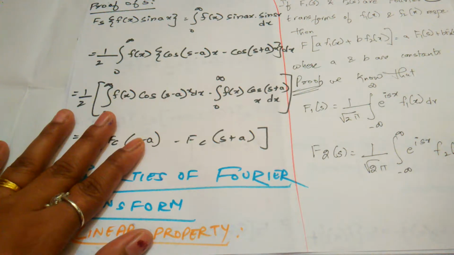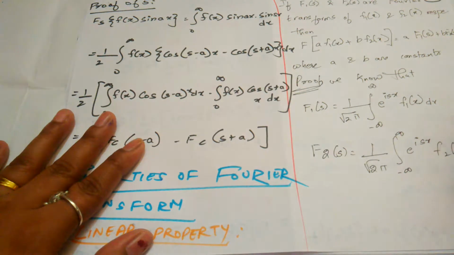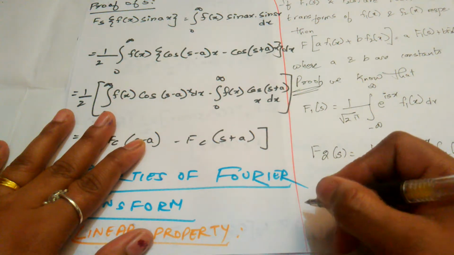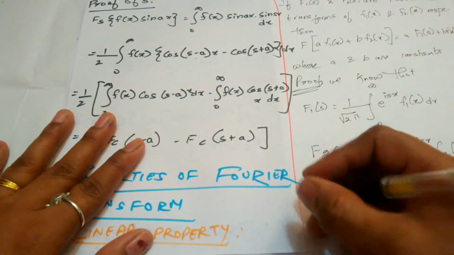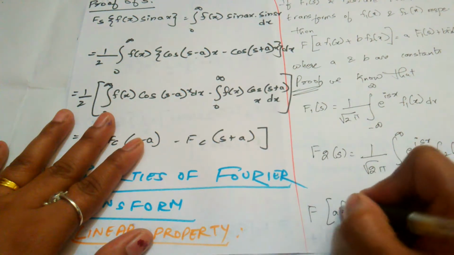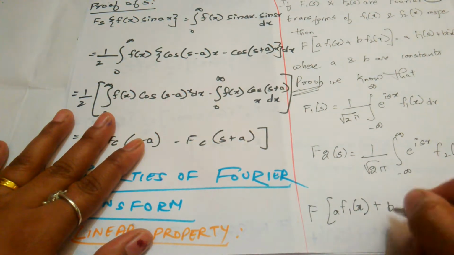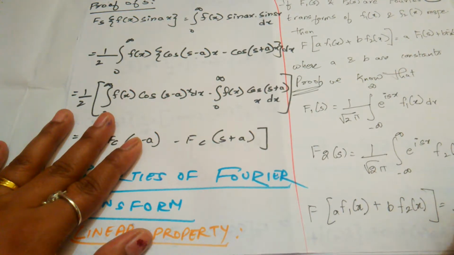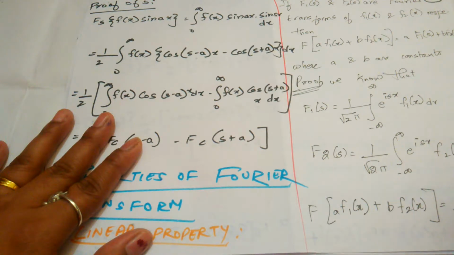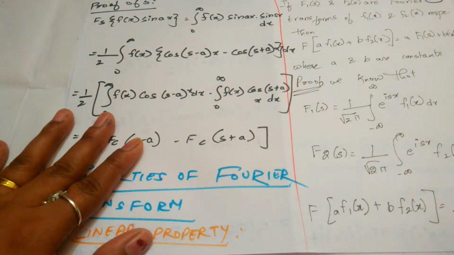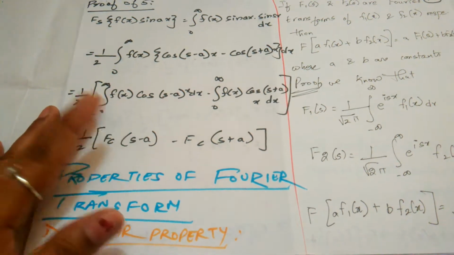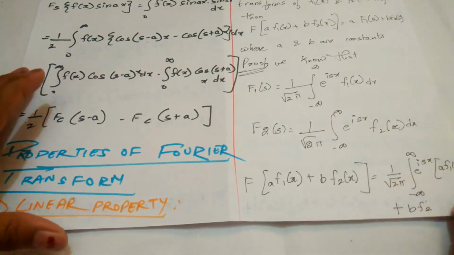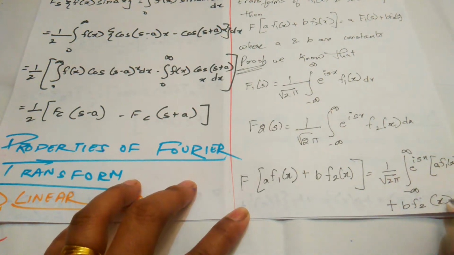Okay, so now I'll add both these. After adding, I'm not marking this as equation number 1 and 2, simply I'll add. So linear property is also called the addition property. So F in the bracket a f1 of x plus b f2 of x is equal to 1 upon square root of 2 pi integral minus infinity to infinity e raised to isx, both will have e raised to isx, and in the bracket a f1 of x plus b f2 of x, dx.